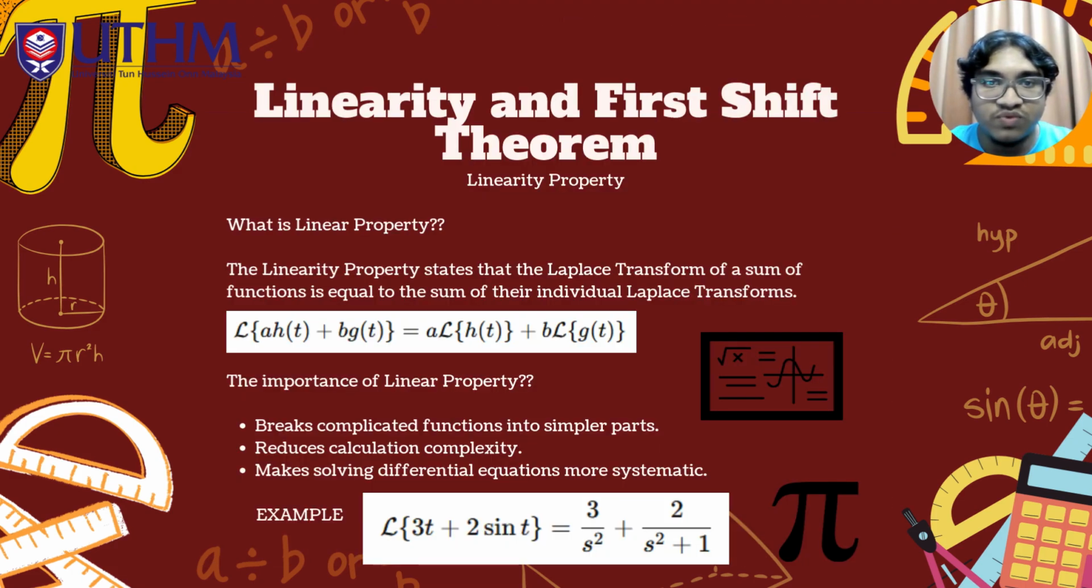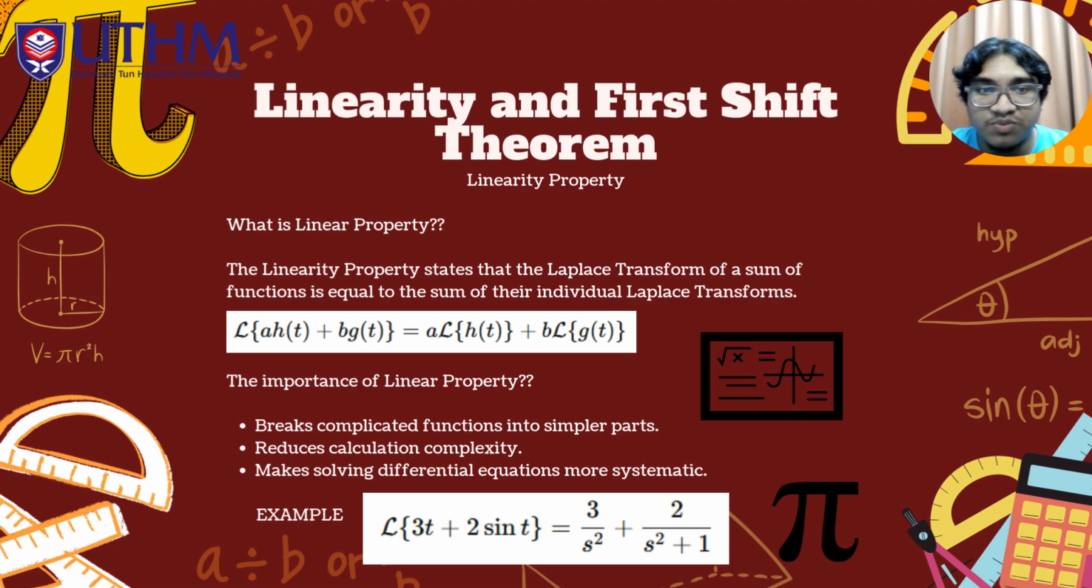So we begin with the linearity property. The linearity property states that the Laplace transform of a linear combination of functions is equal to the same linear combination of their individual Laplace transforms. In simple terms, instead of solving a complicated function all at once, we can separate it into smaller parts and transform each part individually. For example, consider the function 3t plus 2 sine t.